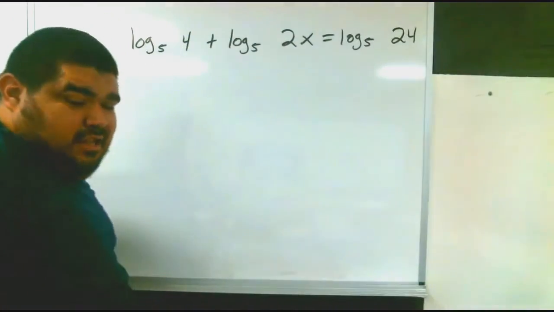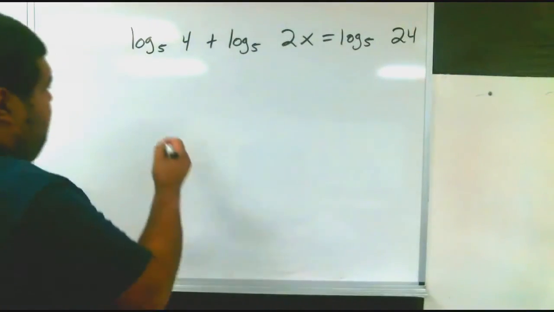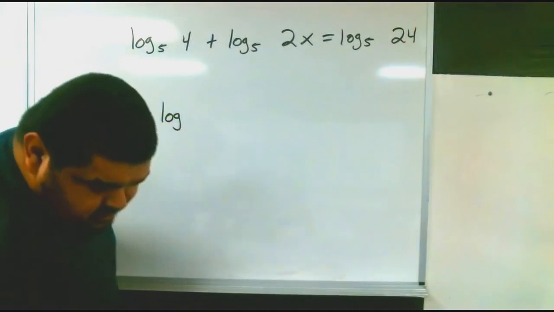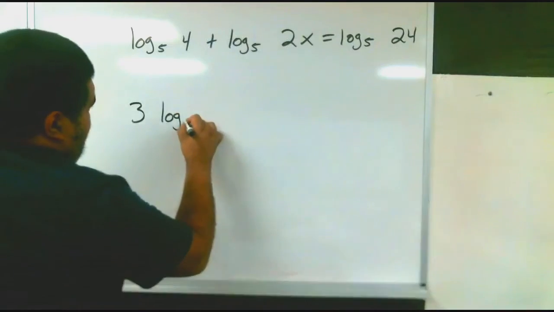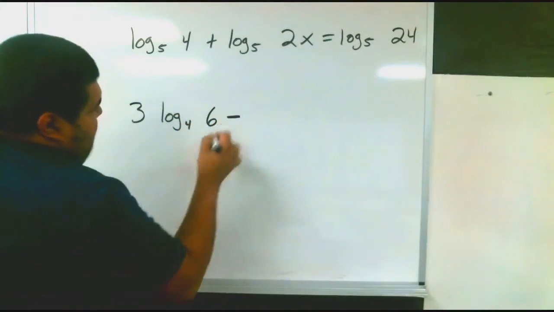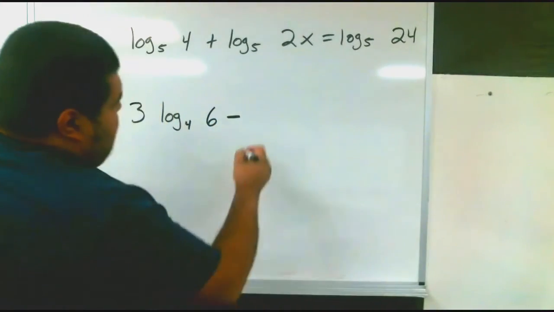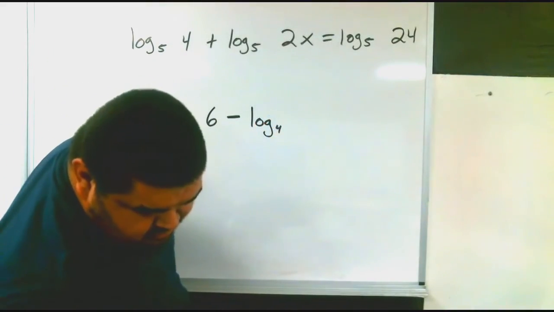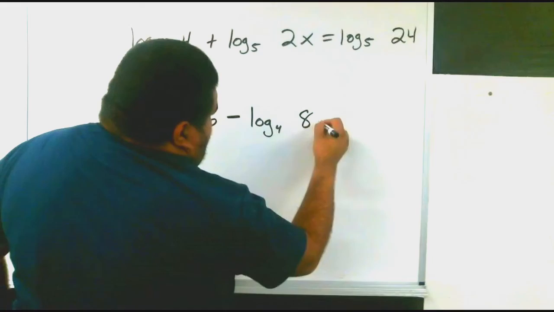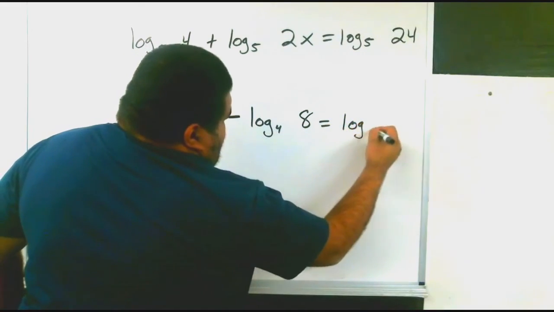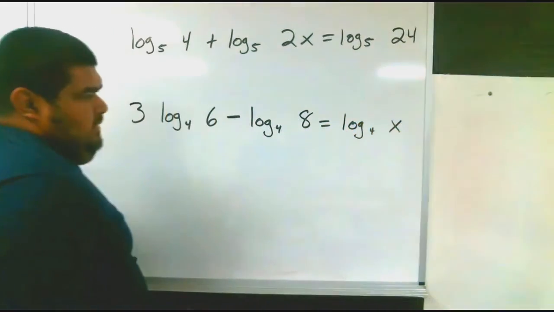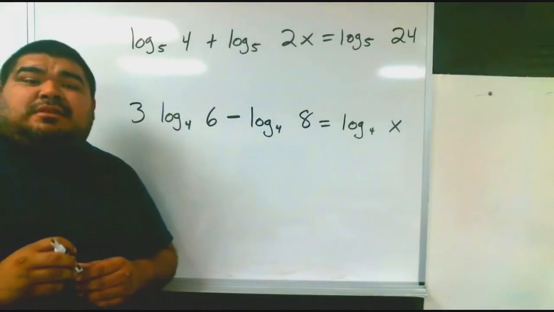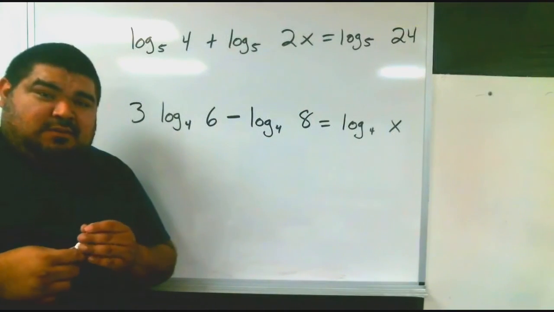All right, and your second one is 3 log of 4, 6, minus log of 4, 8, equals log of 4x. Hint, hint. The second one has to do something to that 3.